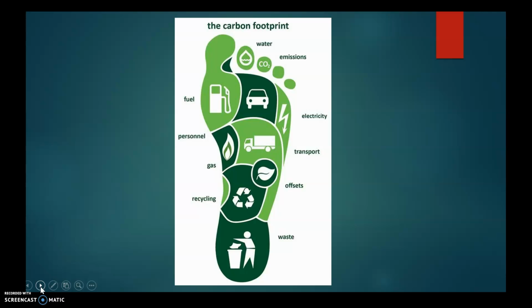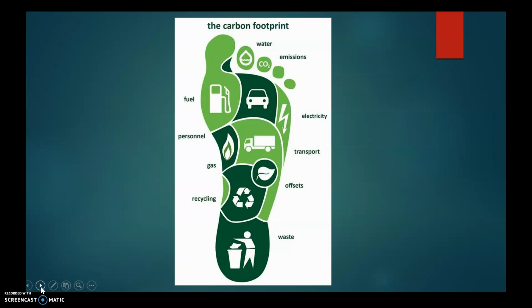So here's an example of what we call a carbon footprint. You can see it's visually represented by a foot, and you can see all the different things that contribute to your carbon footprint. They can include the amount of water you use, the amount of electricity you use, the way you transport yourself, your personal consumption habits, how much gas you use, how much fuel you use, how much waste you produce. So our consumption habits again. So this is what a carbon footprint consists of.